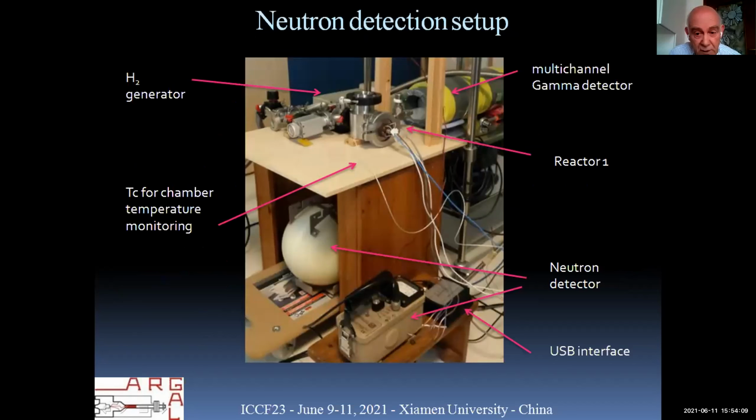Neutron detection setup. In this slide, we have a photo of the reactor with a Ludlum helium-3 neutron detector underneath. You can see it here. It is interfaced to a PC on which the number of neutrons per minute and the number of neutrons per hour are tracked. This allows us to check if there is any anomalous neutron emission, as we will see in the next slide.